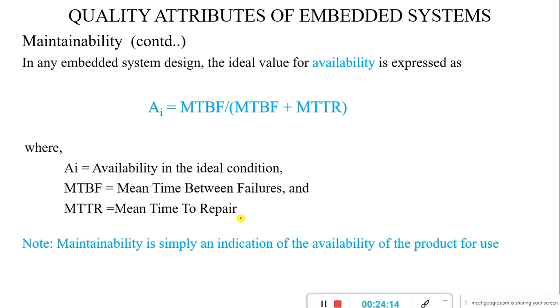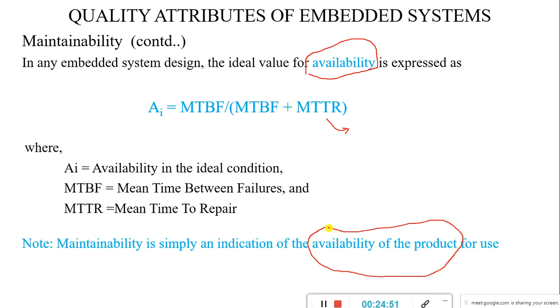And one of the very important formulas in any embedded system is the ideal value for availability. What is availability? Availability is MTBF, where MTBF stands for mean time between failures, divided by the sum of mean time between failures and mean time to repair, which is how long you keep your device out of order.